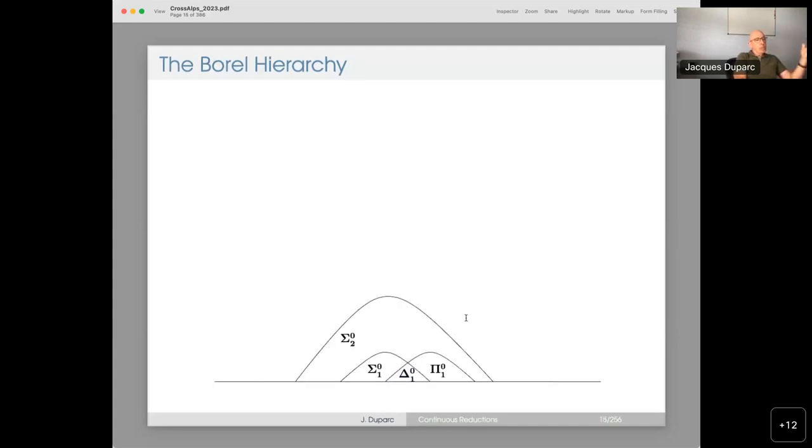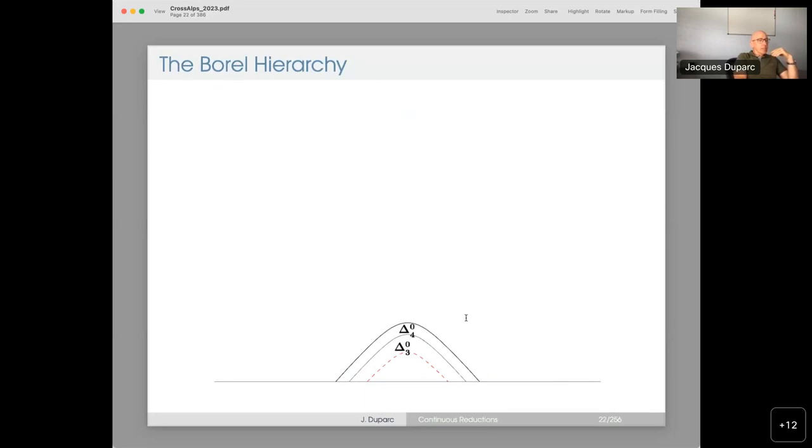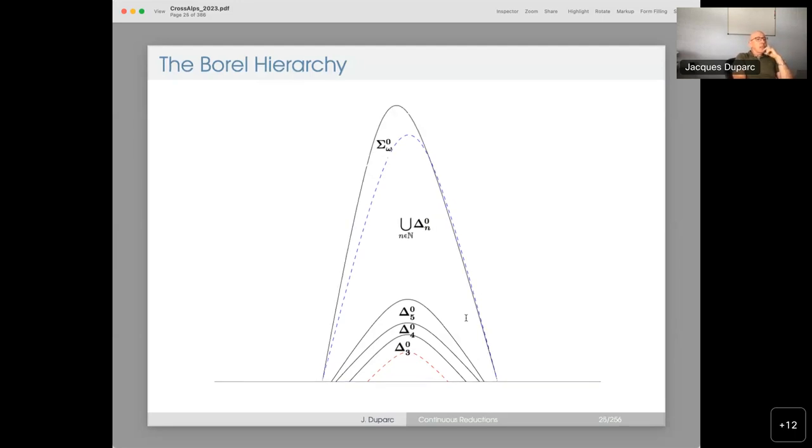Now I have the Sigma 0 2, the countable unions of closed sets, the complements of the previous ones, the Pi 0 2, the Delta 0 2, and it goes on like this, right? And then I'm only writing down the Delta 0 classes, the classes in between, the intersection between the Sigma and the Pi classes. So it goes like this. Then you have the union of the Delta 0 n, which would be exactly the same as the union of the Sigma 0 n or the union of the Pi 0 n. On top of that, you have Sigma 0 omega and Pi 0 omega.